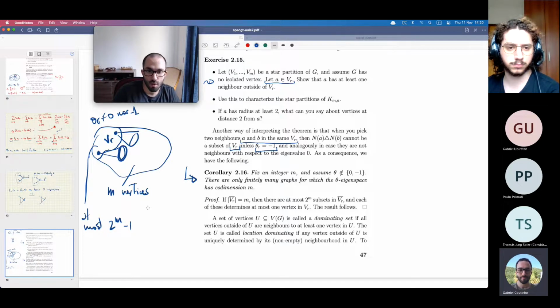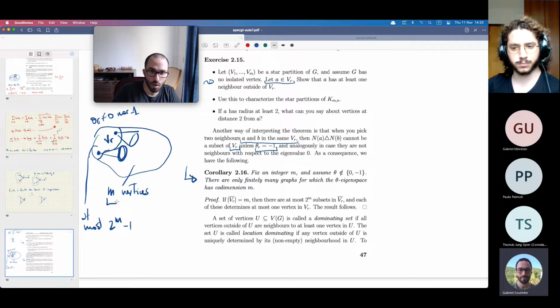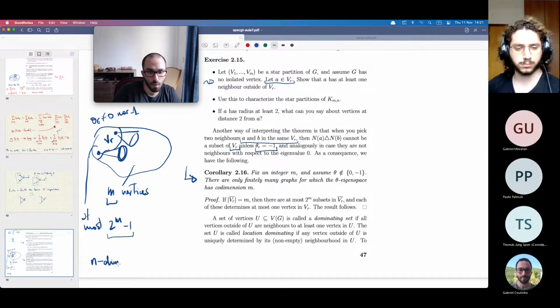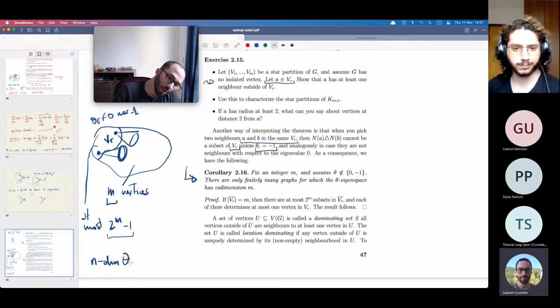So this graph has the total size of m plus, the definition of codimension is n minus the dimension. N minus the dimension of the theta r eigenspace is equal to m, means that this is true. If you stop to think about it, this is not something you would be able to prove if you did not know about these things.